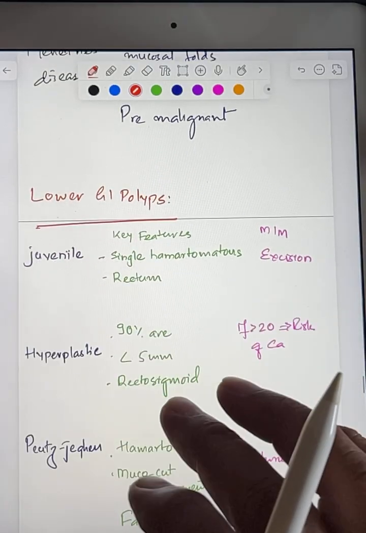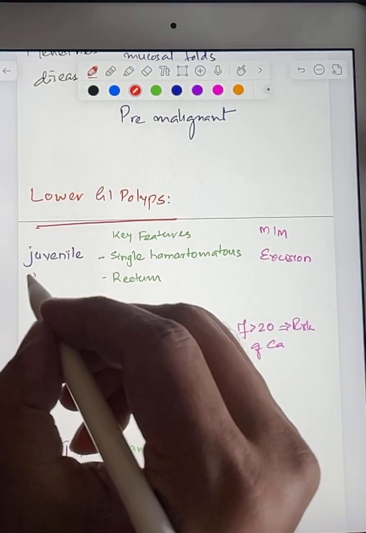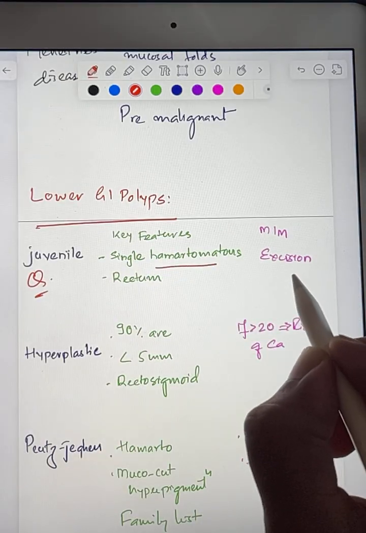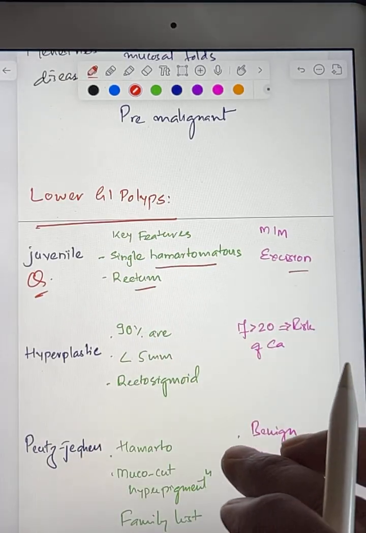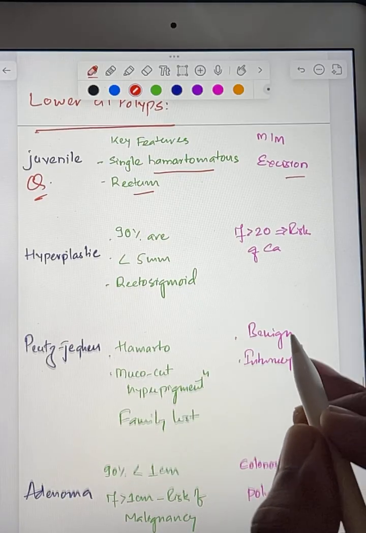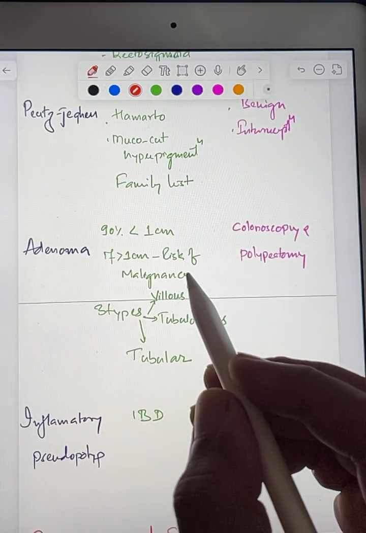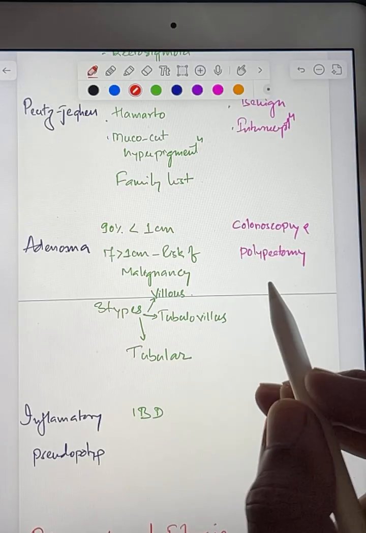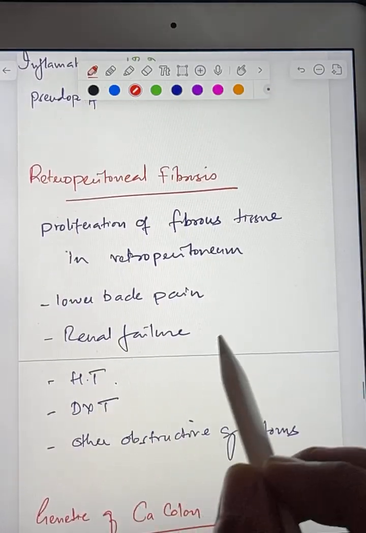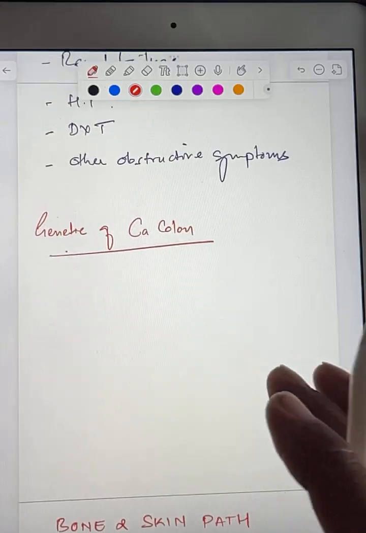Lower GI polyps, juvenile polyps. Questions are asked on this. Juvenile polyp, hamartomas, and the treatment is excision. It is in the rectum. Hyperplastic polyps in the rectosigmoid, Peutz-Jeghers, mucocutaneous, familial, adenomatous polyps, risk of malignancy: villous, tubular, inflammatory. Genetic disease of the colon.